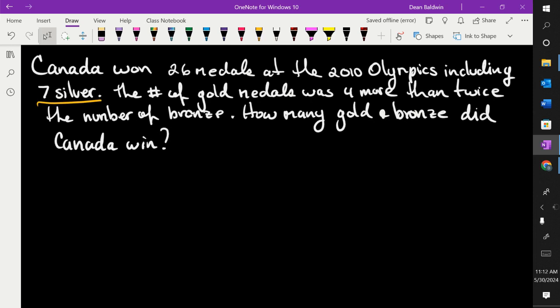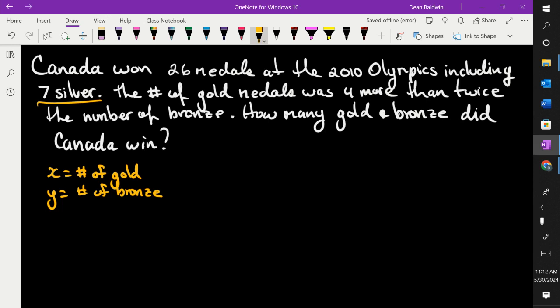All right, so we're going to say X equals number of gold medals and Y is equal to the number of bronze. Because that's what we're trying to figure out. We want to know how many gold and how many bronze. So we define those as X and Y. It doesn't matter what you call X and Y. Okay, the total number of medals we win is 26.